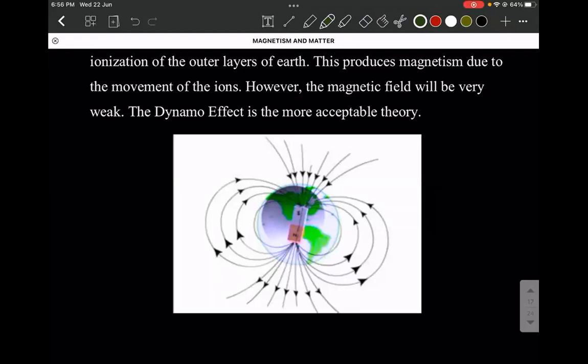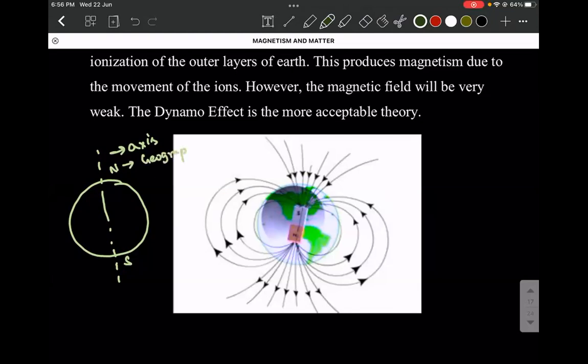So if you take this Earth, with respect to Earth, there are two important points that we need to make a note of. We know that Earth is spherical in shape. When you draw an imaginary line like this, we call this the axis around which the Earth is revolving. Then for this Earth, if I call this north and this south, then this is called geographic north, and this is called geographic south. Is that clear?